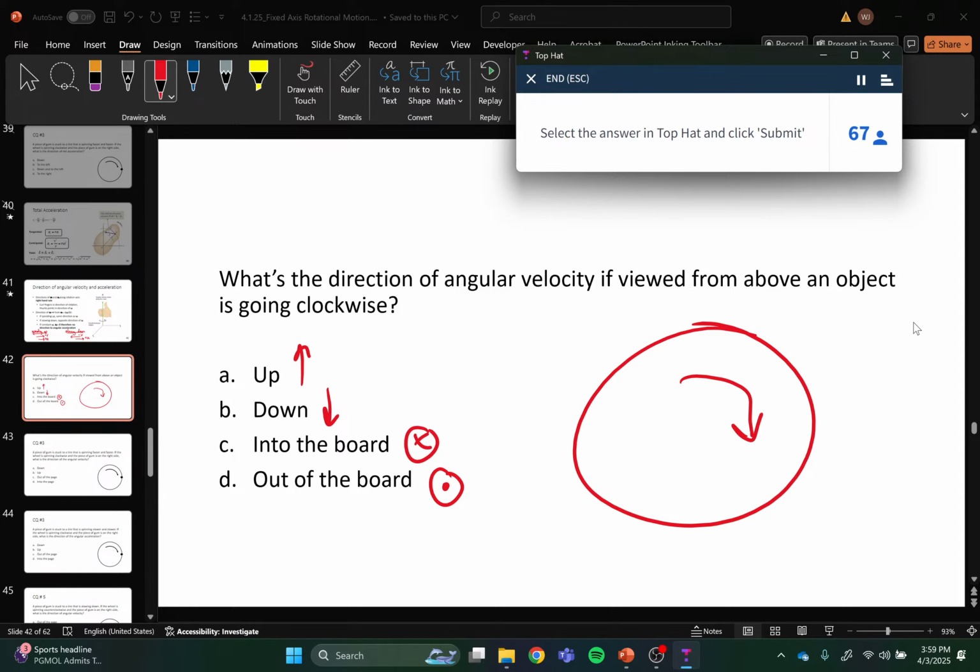And make sure you know what you're solving for. This is angular velocity, not angular acceleration. In fact, this is impossible to solve for angular acceleration. I didn't give you enough. We don't know whether it's speeding up or slowing down. All right, 10 more seconds. All right, in 5, 4, 3, 2, 1.